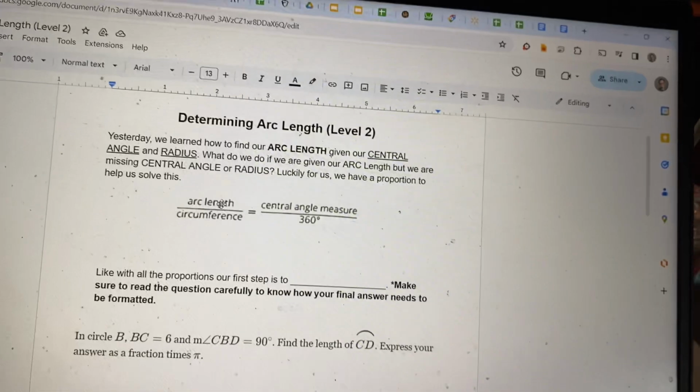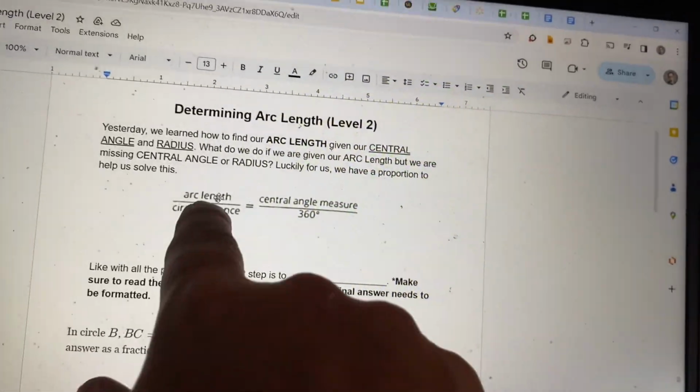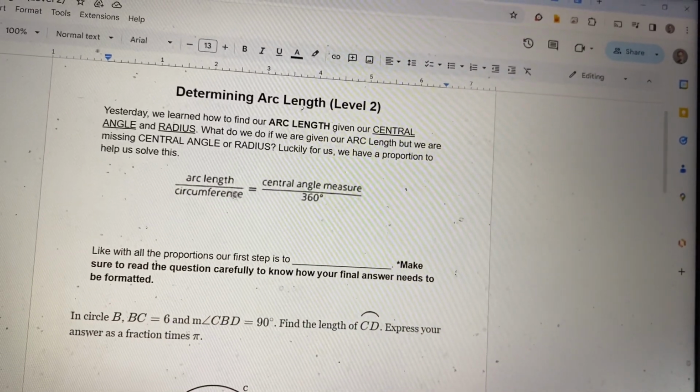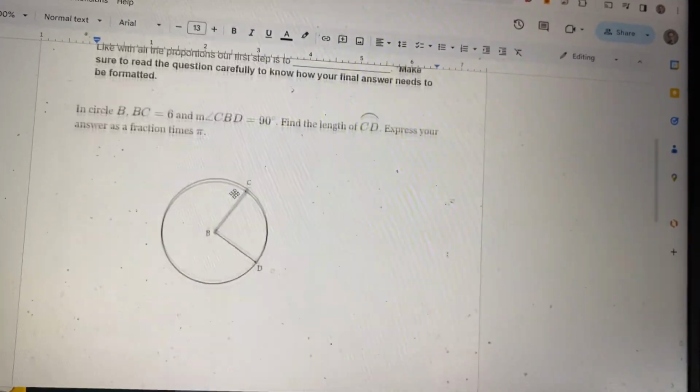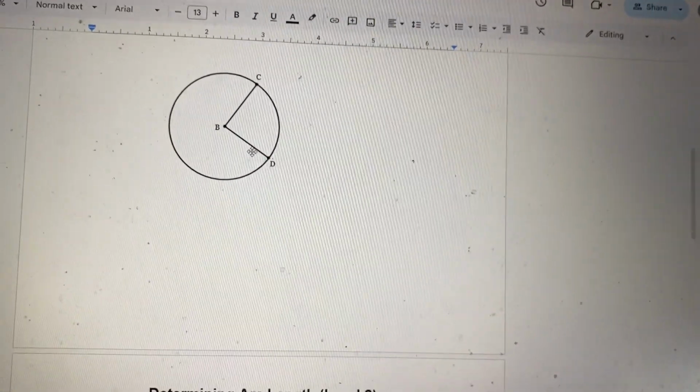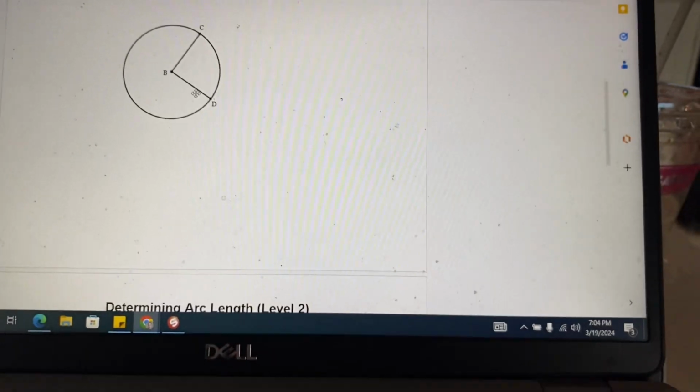But I know 90 out of 360 is 1 out of 4. So if my circumference is 12 pi, I divide that by 4, and the answer on this one would be 3 pi. Okay?